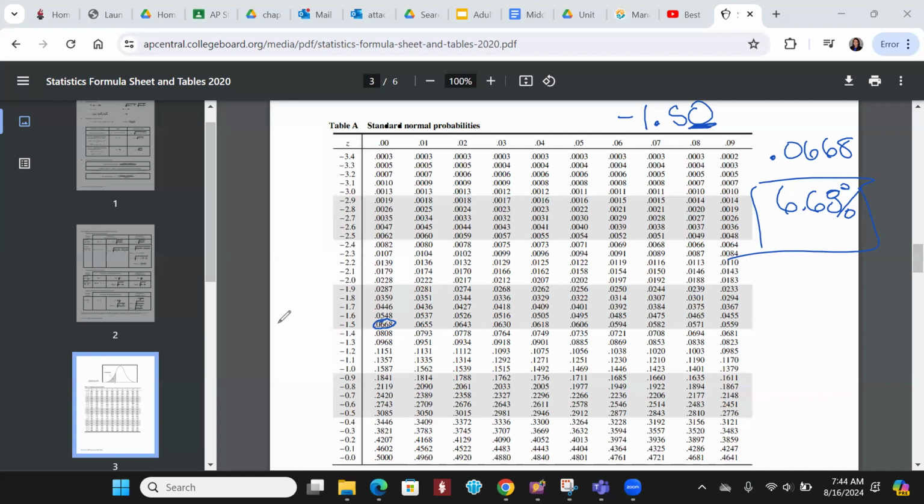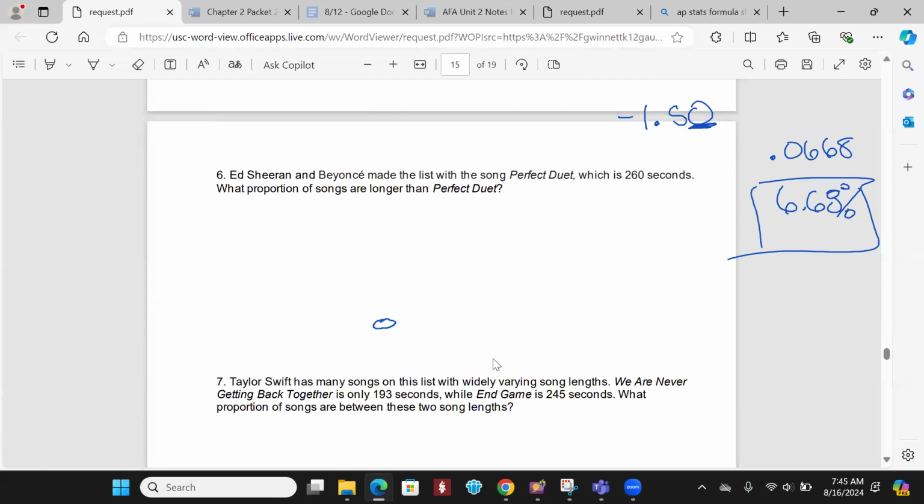Go and flip the page. All right, go to the next page.